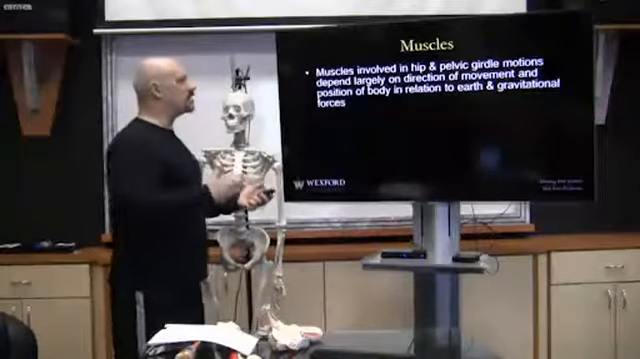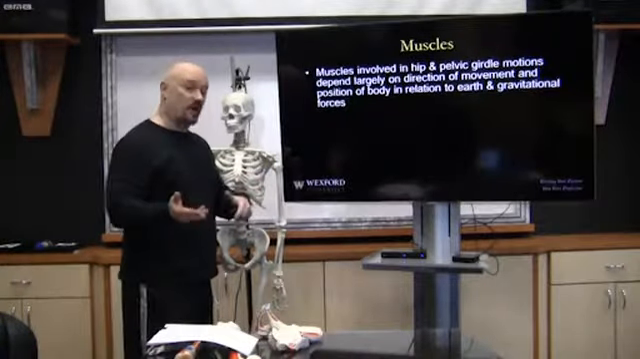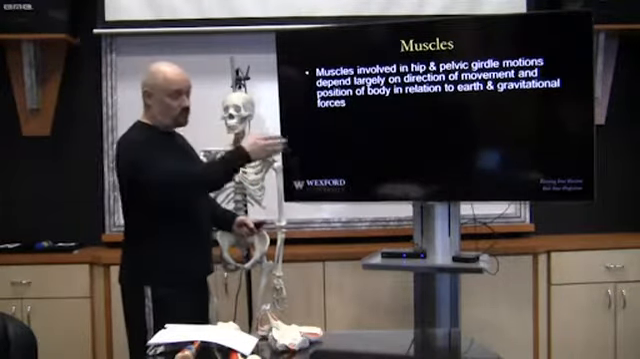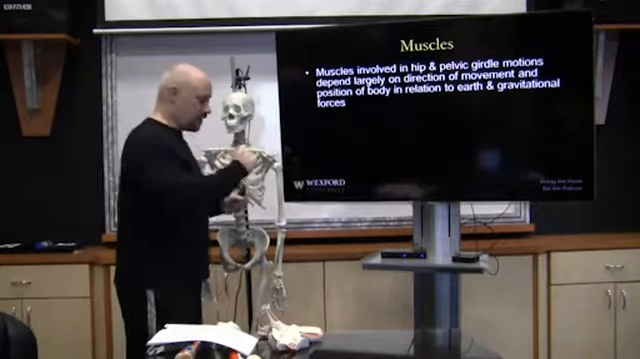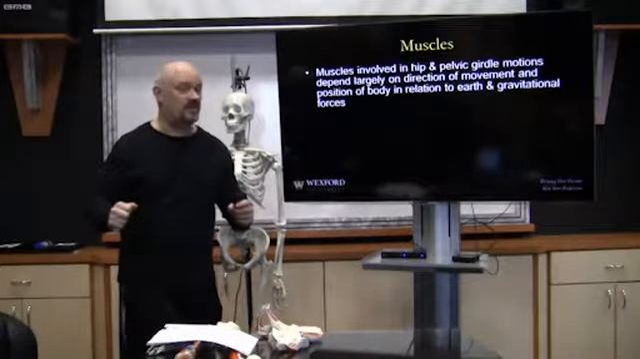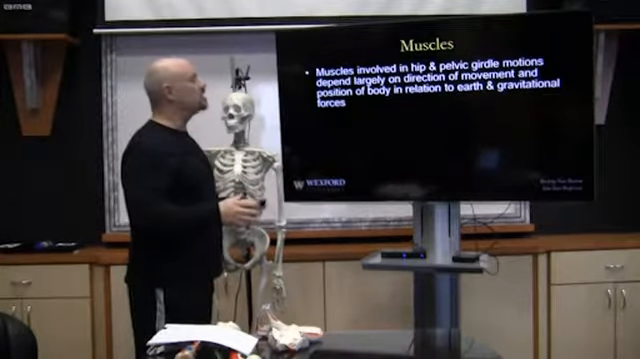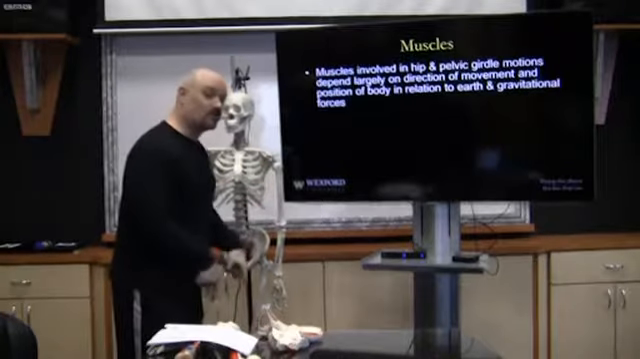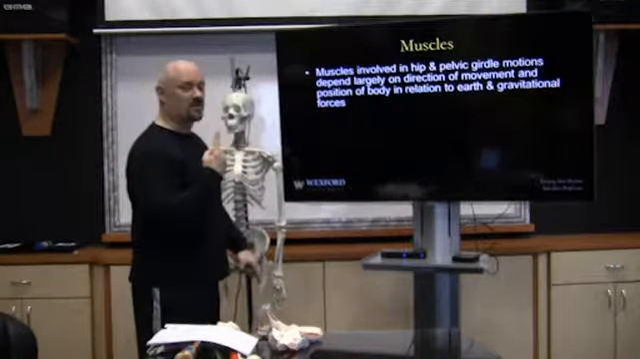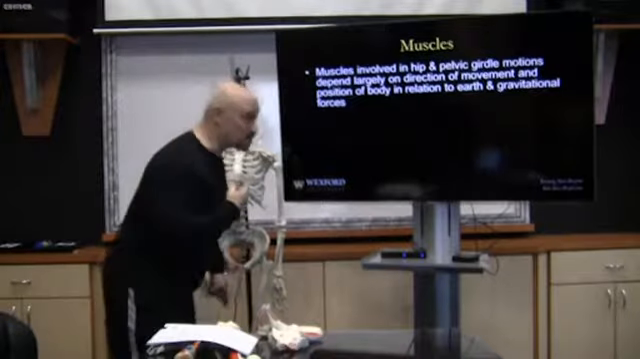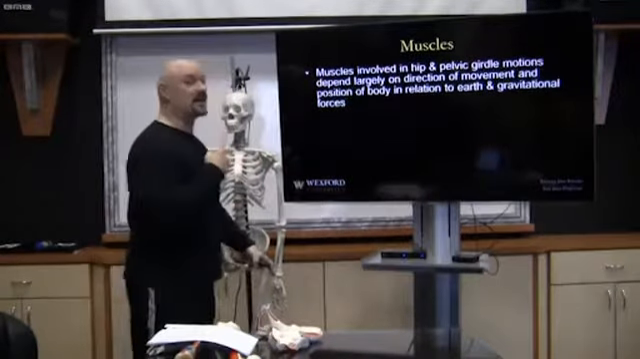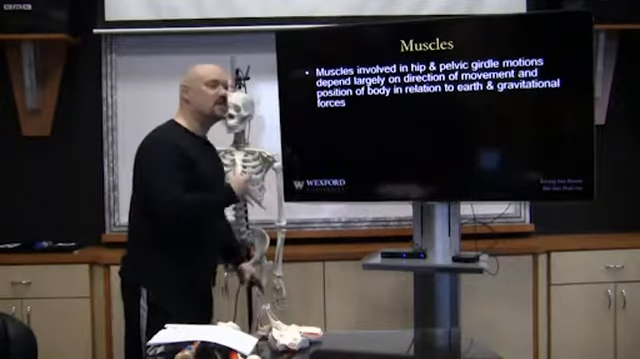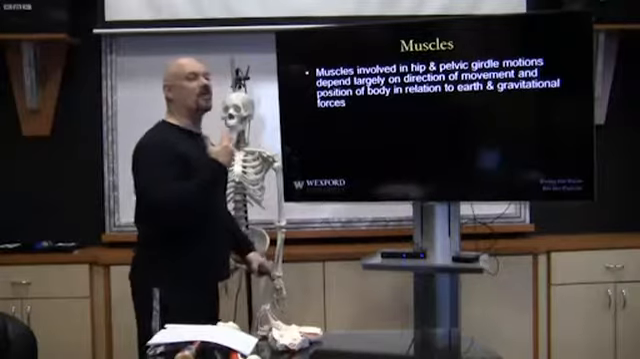Now, if you look at muscles involved in hip and pelvic girdle motions, it depends largely on the direction of the movement. Are you going forward, backwards, side to side, clockwise, counterclockwise rotation, or combinations of those? It depends on the direction of the movement and the position of the body in relation to the earth, to the ground, and where the gravitational forces are coming. So if you look at any of those movements, depending on where your flexion extension, you have to look at where gravity's done and which muscles are going to work to oppose gravity, either go against gravity or go with gravity.